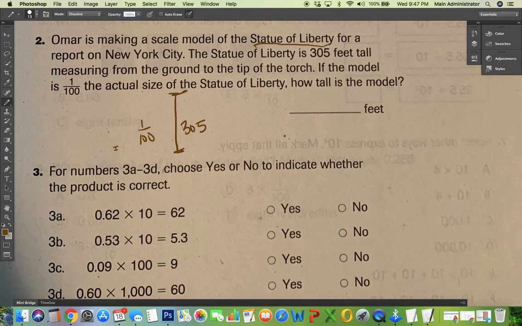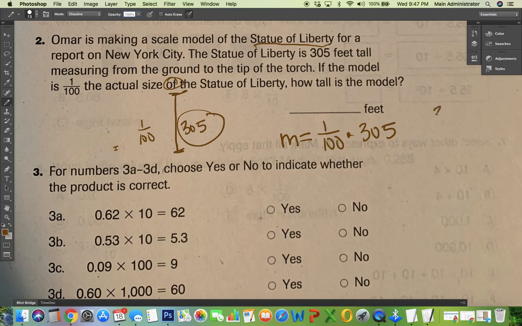If the model is, I know "is" means equal, is 1/100th the actual size of the Statue of Liberty, which I happen to know of that, how tall is the model? Well, that's cool. I just made myself an equation. If the model, the thing I don't know, is means equals 1/100th, write that down, the actual size of, I know that means multiply, there's my multiply, the Statue of Liberty, which I know was 305, how tall is the model? Looks like I just have to multiply these two.